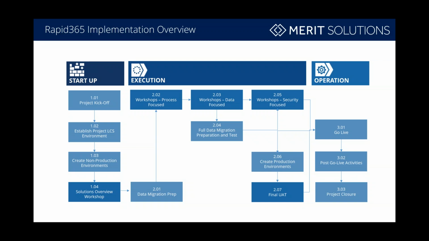And then we take all three of those, move those to execution. How do we do that? We have these workshops. So we have a process-based workshop. Obviously, before that, we do some data migration prep. We have a data-focused workshop where we'll complete the whole concept of how we're going to get the data moved over. And then we have another workshop focused on security.